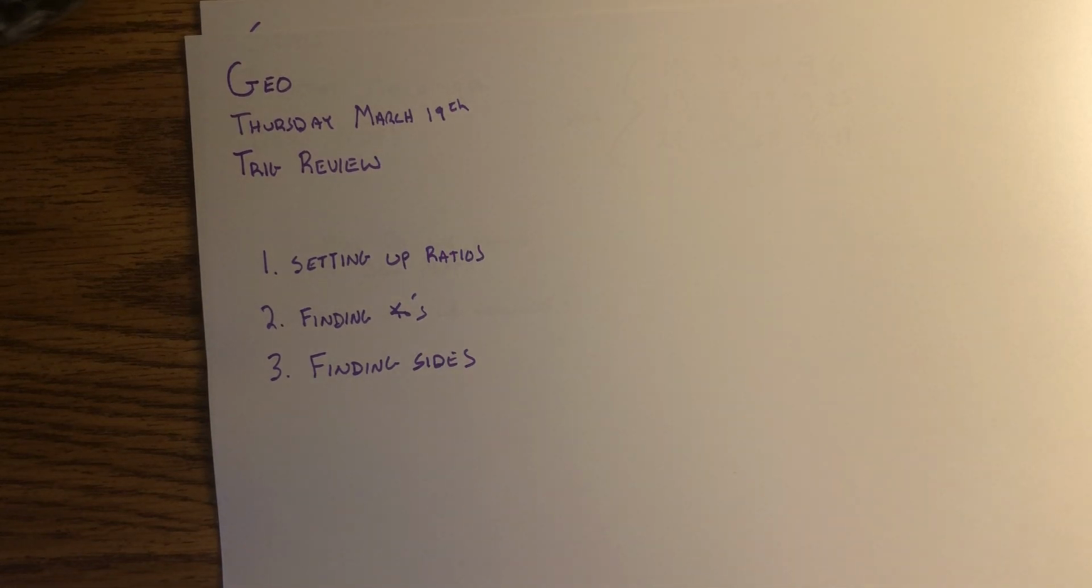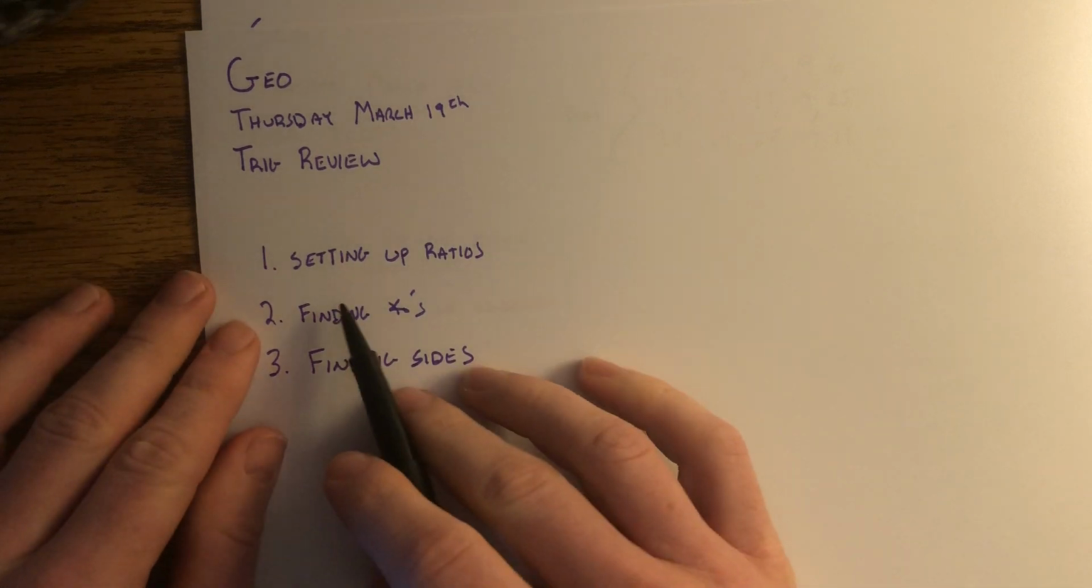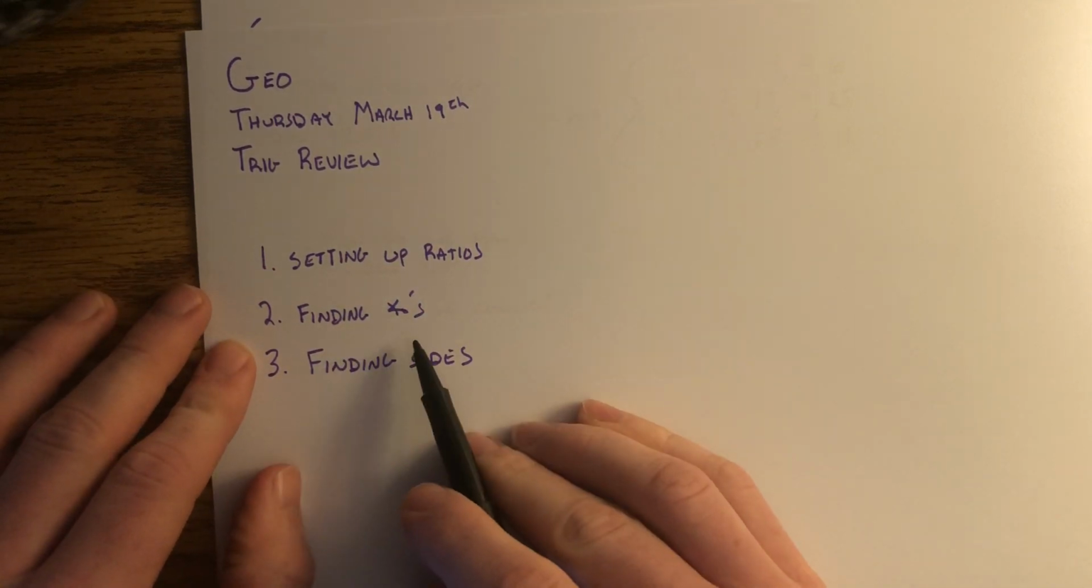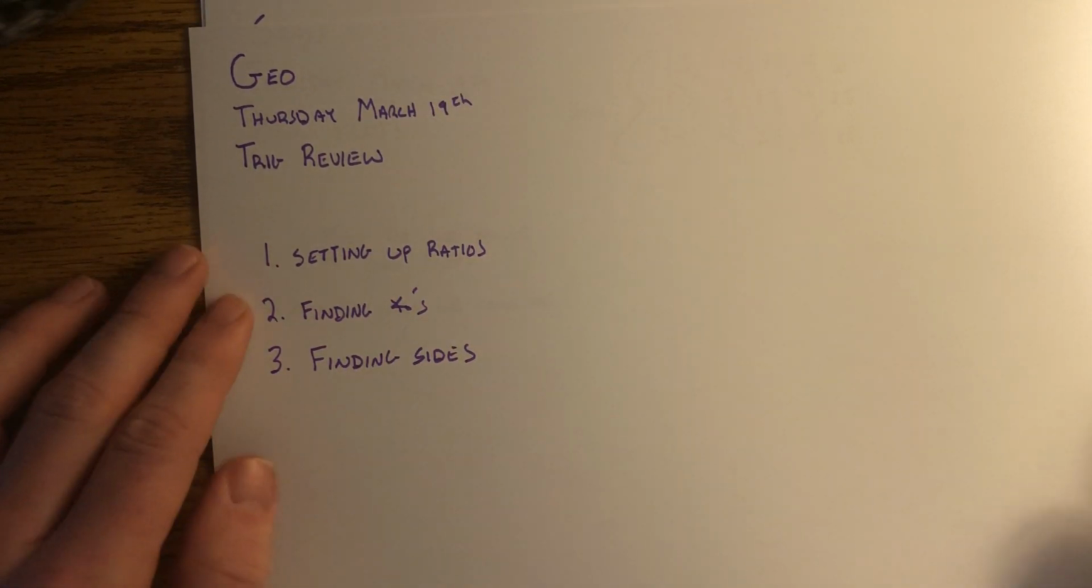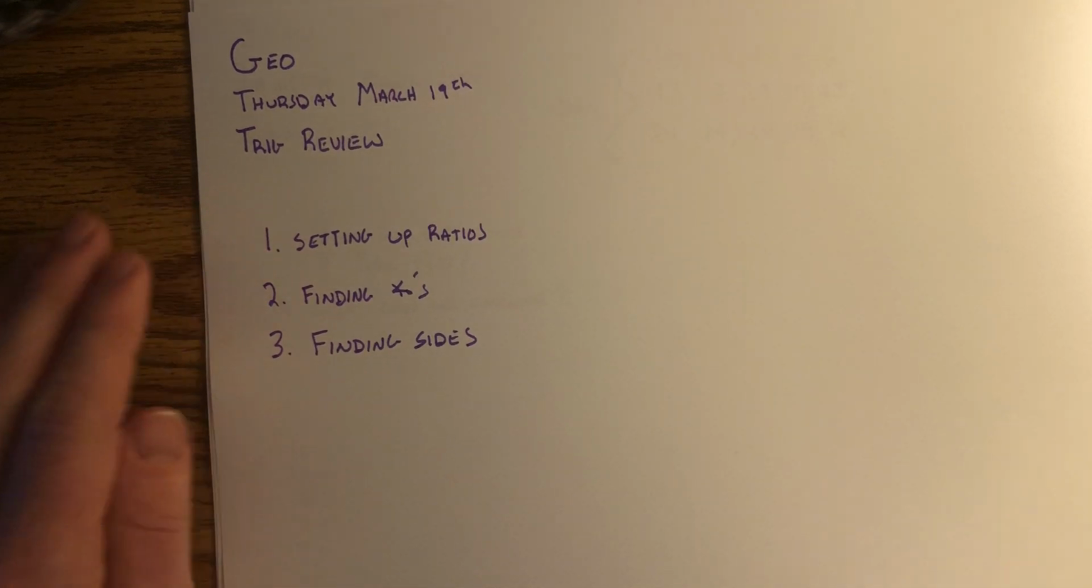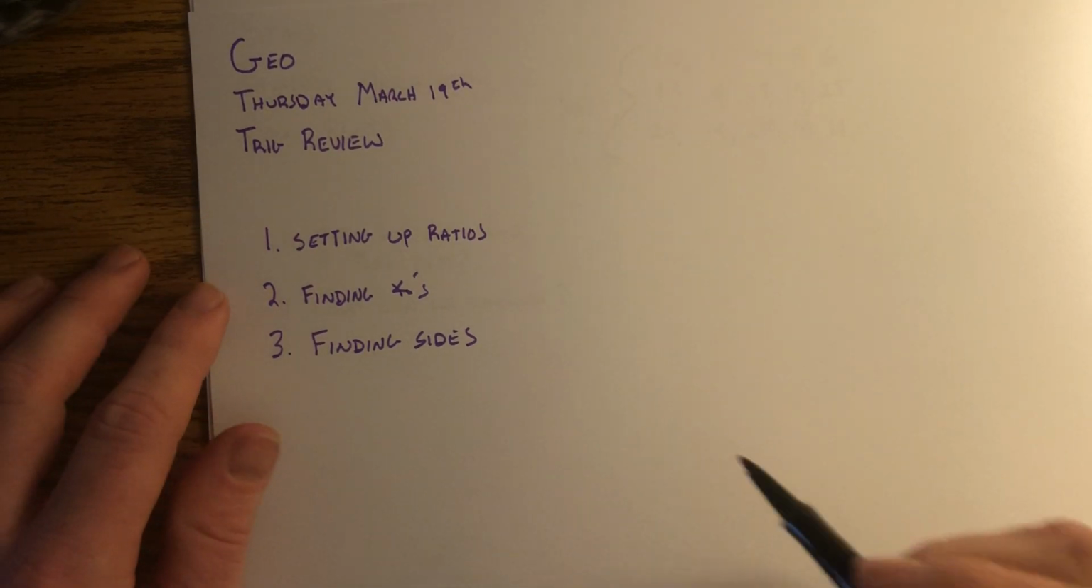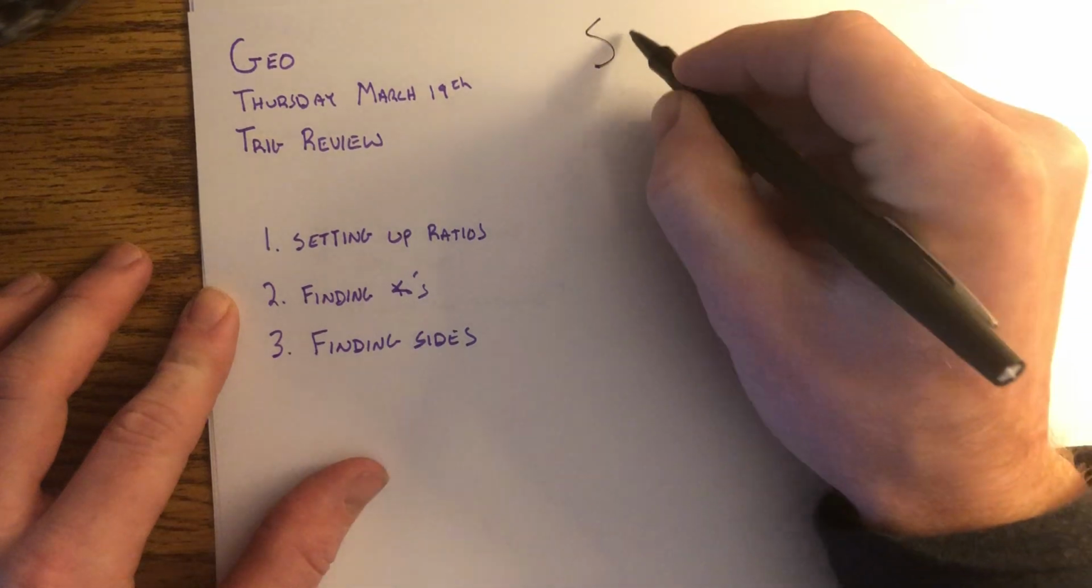All right, guys, day 2 of our review, March 19th. We'll do a little trig review today. So we're going to work on setting up ratios, we're going to find angles, and we're going to find sides. This only works for right triangles, right? You can't use trig, SOHCAHTOA, which is what we'll go over right now.